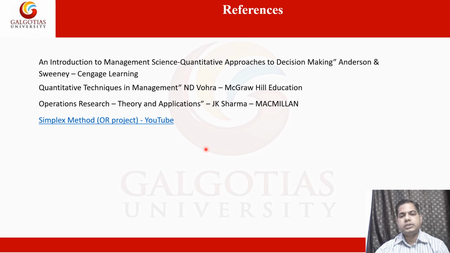Now these are the references. You can go to any of the books to check the simplex method and the different types of problems. You can look at different kinds of situations to solve the LPP by the simplex method. So these are the books which are considered as references.